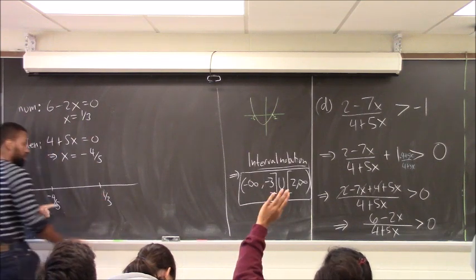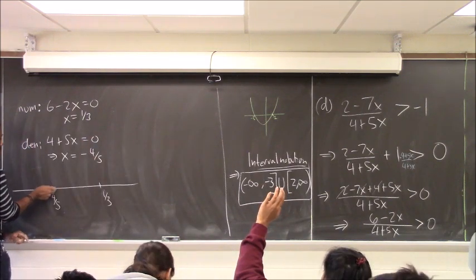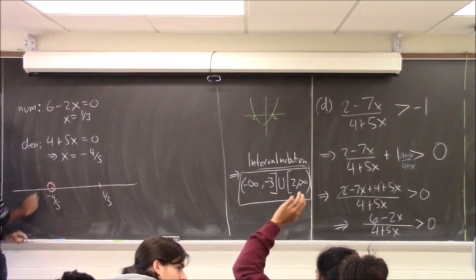The minus 4 over 5 is never going to be the answer because that makes the denominator 0. So that's always going to be an open circle.